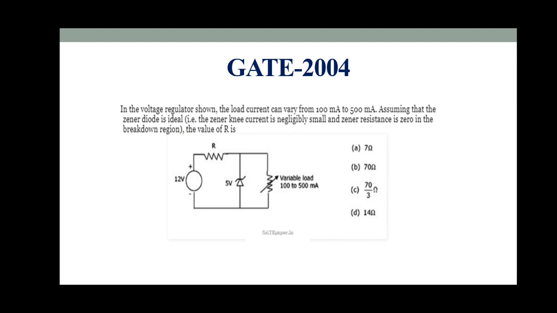Now we will solve some GATE problems. This question came in GATE 2004. In the voltage regulator shown, the load current can vary from 100 milliamps to 500 milliamps. That means the range of IL is from 100 milliamp to 500 milliamp. Assuming that the Zener diode is ideal, that is the Zener knee current is negligibly small, we will take it as 0, and Zener resistance is also 0 in the breakdown region. The value of R is, four options are given.